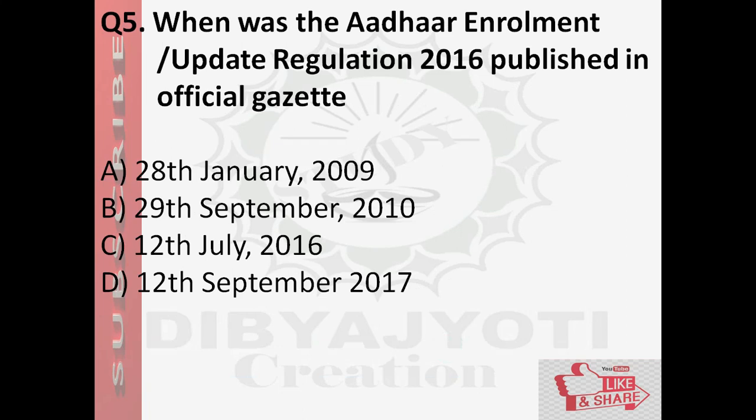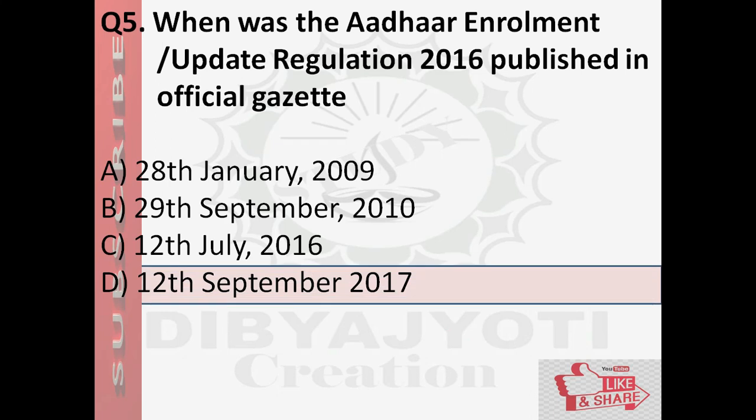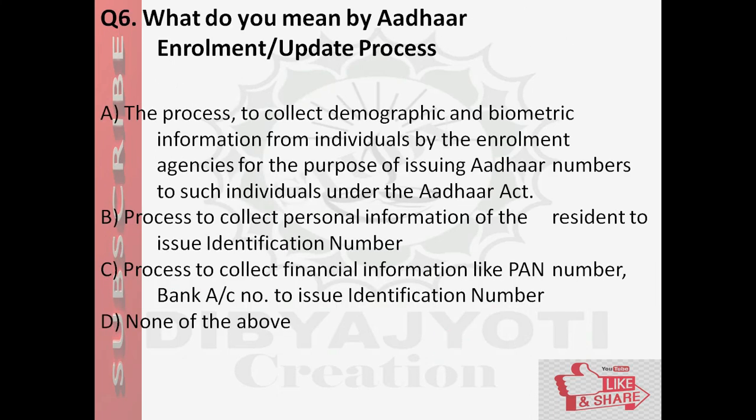When was the Aadhaar Enrollment Update Regulation 2016 published in Official Gazette? Options are: option A, 28th January 2009; option B, 29th September 2010; option C, 12th July 2016; option D, 12th September 2017. And answer is option D, 12th September 2017. Then move on to question number 6.